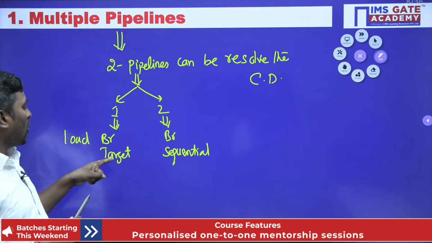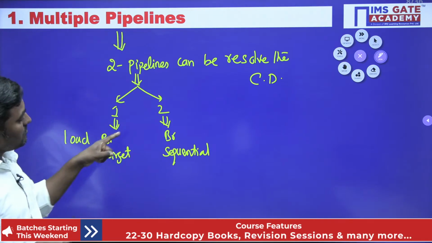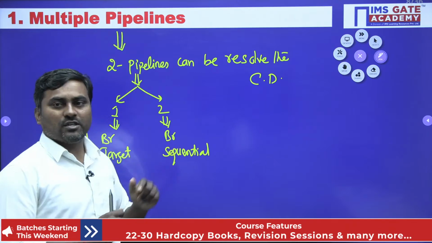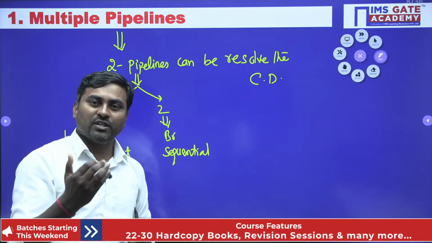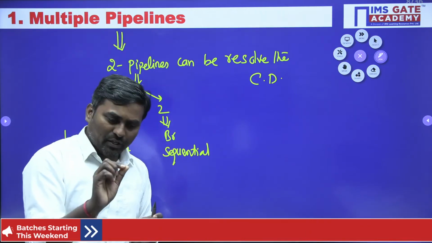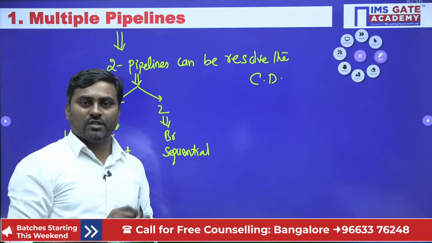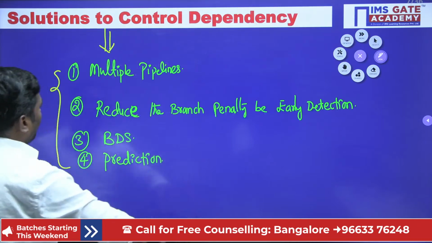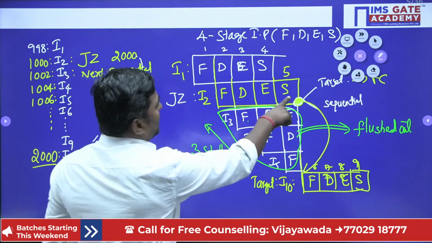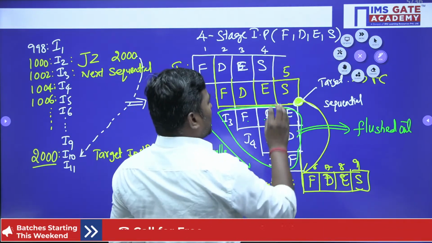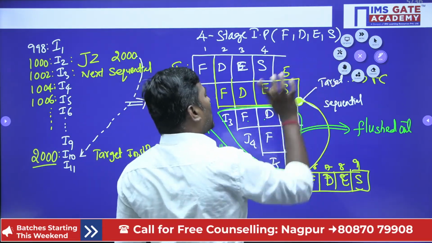Branch instruction followed by the target in one pipeline, branch instruction followed by the sequential instruction in the other. Both are running now. At the end of the stage, we come to know whether we have to take the branch or the sequential instruction, based on the condition only, right? So this will decide whether the branch will be taken or not. Suppose the condition is true, you have to take the target instruction.